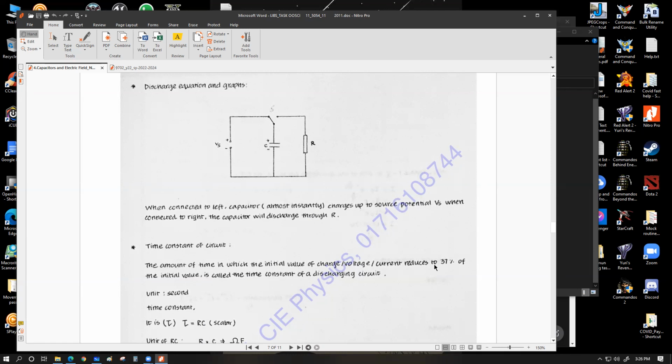circuit is called the time constant. Time constant is the property of a circuit that consists of at least a capacitor and also the resistor through which the capacitor is discharging. So R and C together make our discharging circuit. Time constant of a circuit is the amount of time in which the initial value of charge or voltage or current reduces to 37% of its initial value; it is called the time constant of a discharging circuit.